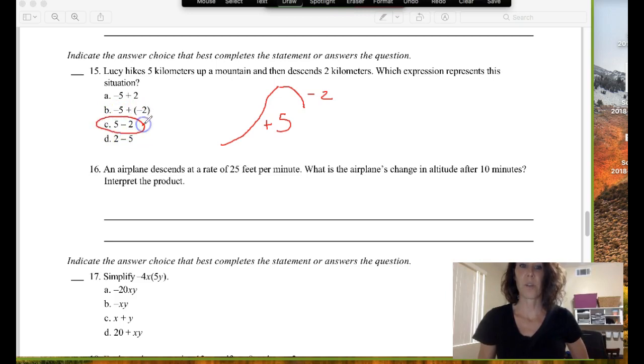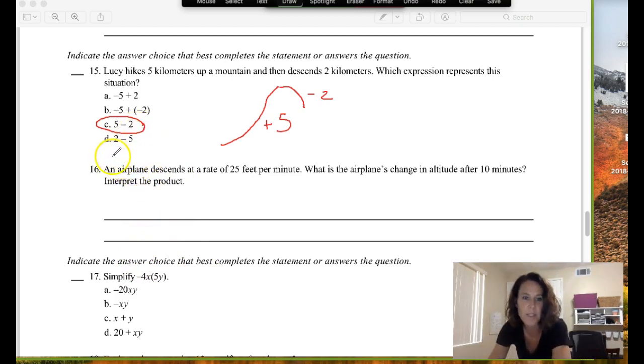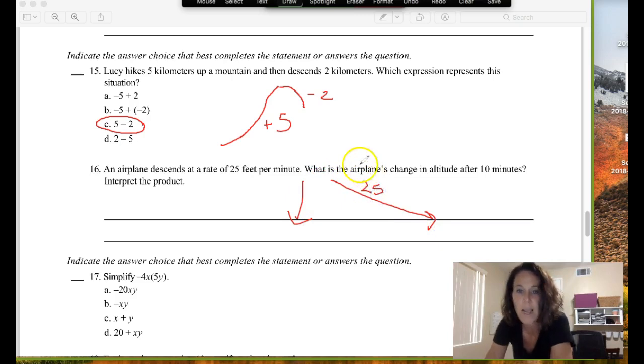So she should be at 3 kilometers. All right, let's look at number 16. An airplane descends at a rate of 25 feet per minute. Descends down. Okay, so it would really kind of go like this on a diagonal. So 25 feet per minute down. What is the airplane's change in altitude after 10 minutes?